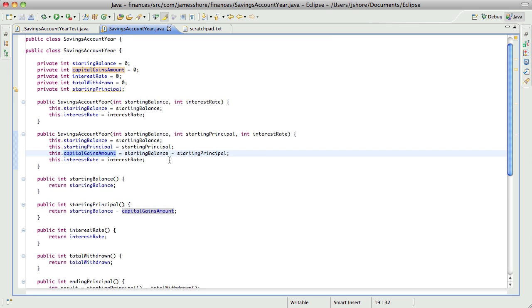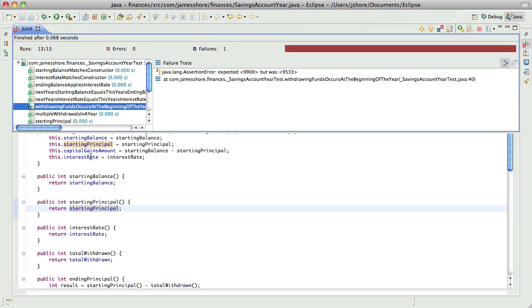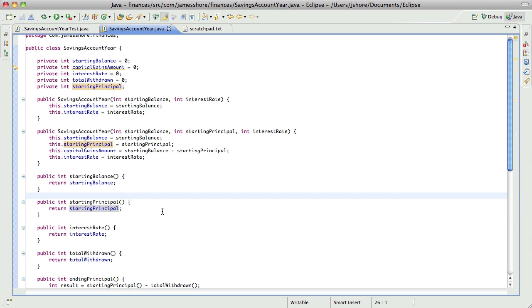So let's see. I think I'm going to start with trying to figure out what happened here. When I tried to just type in the starting principal here, it failed. And that really surprised me. So let's run that test again. Yep, it's failing. It's saying withdrawing funds occurs at the beginning of the year. Expected 9,900, but it was 9,533.